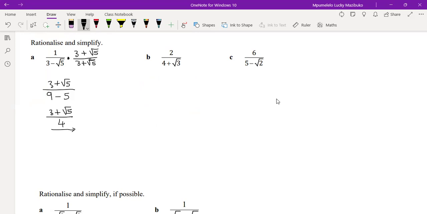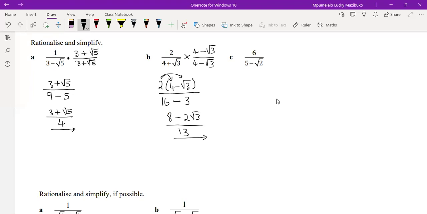Especially now, I'm doing number 2b. You can pause your video and see if you'll get the same answer. I'm multiplying by 4 minus root of 3 divided by 4 minus root of 3. I'll get a 2 times 4 minus root of 3, which is multiplied with a difference of 2 squares of this. So that 4 squared will be a 16, minus that root 3 squared will be just a 3. I can then distribute the 2. I'll get an 8 minus 2 root of 3 divided by 13 is my answer.